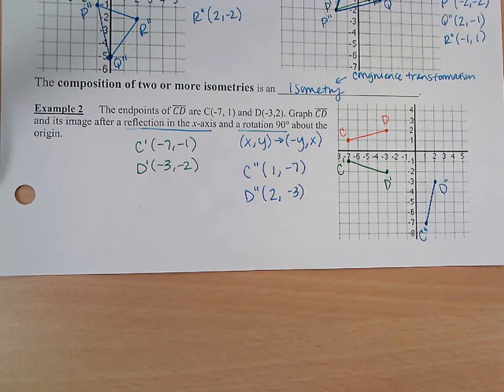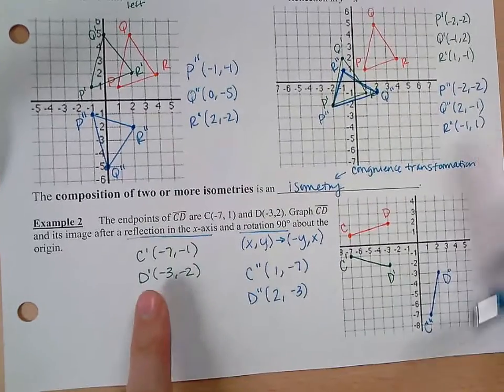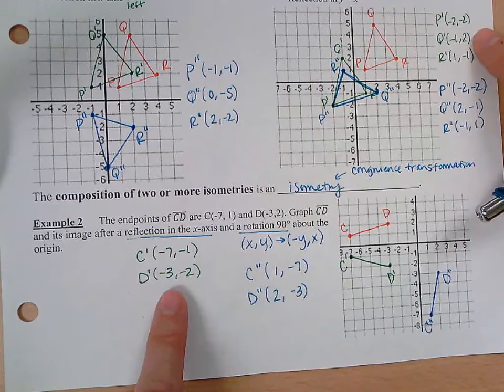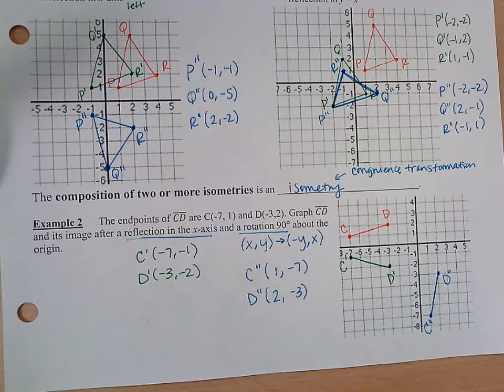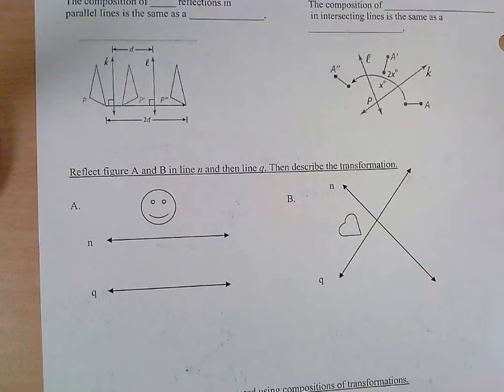Just keeping track of your transformations, and if it helps, like we did for the last two, write down the ordered pairs of that first transformation and then get the ordered pairs for the second. I'm showing you that in case that's helpful to you. I find it helpful. You might also.